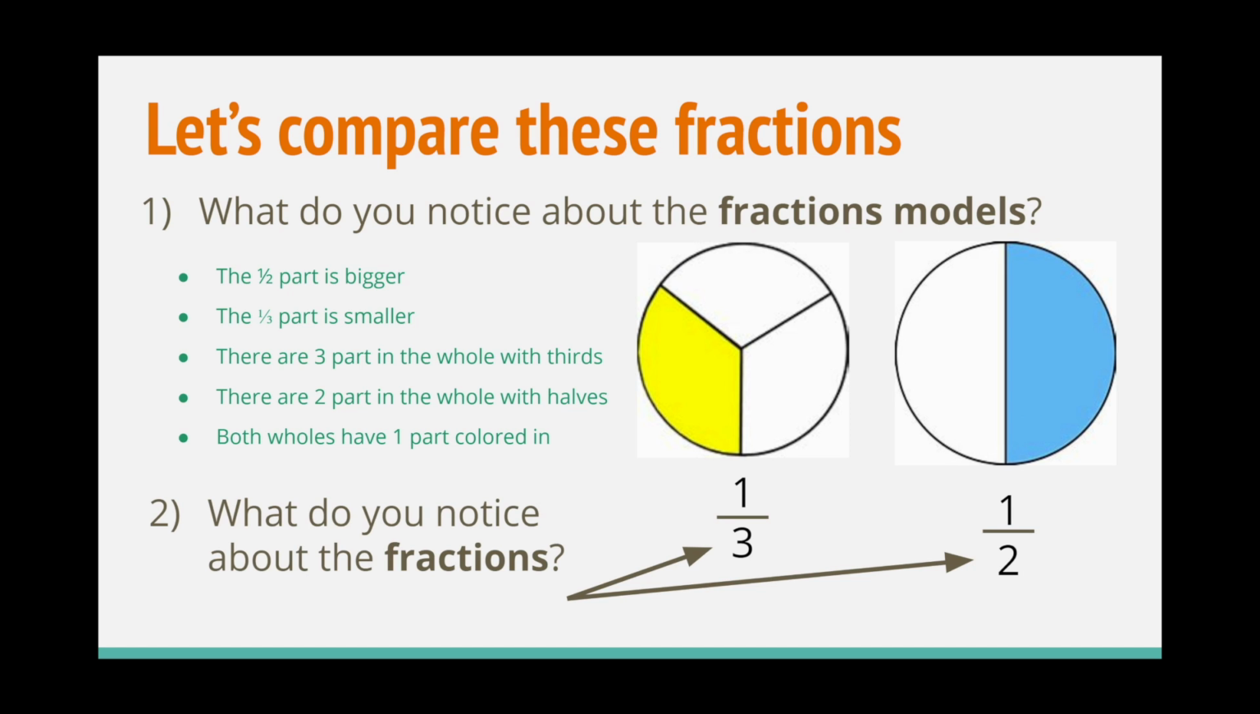So what do we notice about the fractions at the bottom? What do we notice? What makes them the same? What makes them different? The denominator for 1/2 is smaller, but the pieces are bigger than the 1/3 pieces. Why is that? We're going to talk about that.